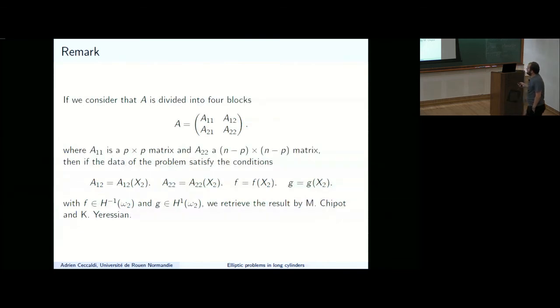Just a remark, which is to say that assuming mainly the same assumptions as in Chipot and Yeressian 2008, we can retrieve their result as a special case of the theorem.